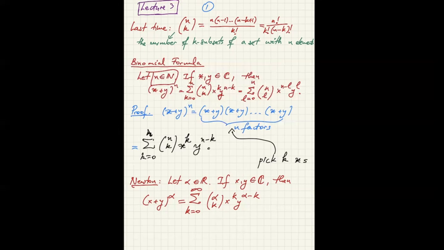Now, for this formula, x plus y to the alpha, probably it's pretty clear to all of you. X to the k, y to the alpha minus k, it's also clear. Alpha choose k, well, this has a definition even if alpha is not a natural number or a non-negative integer, and it is defined as alpha times alpha minus 1 times and so on down to alpha minus k plus 1, divided by k factorial. So we'll come back to Newton's formula in a little bit.